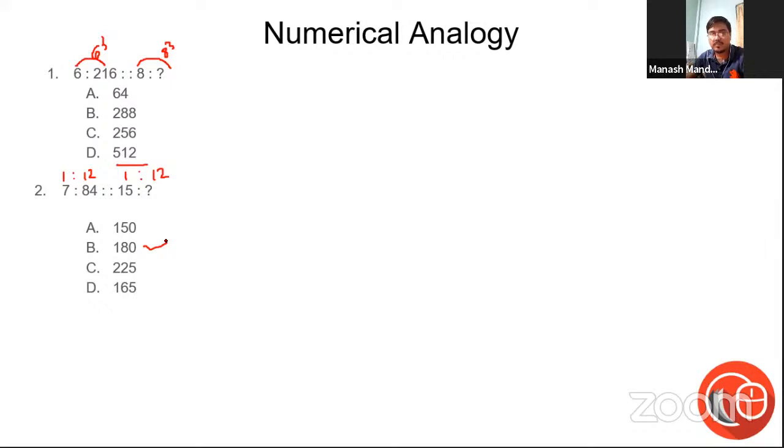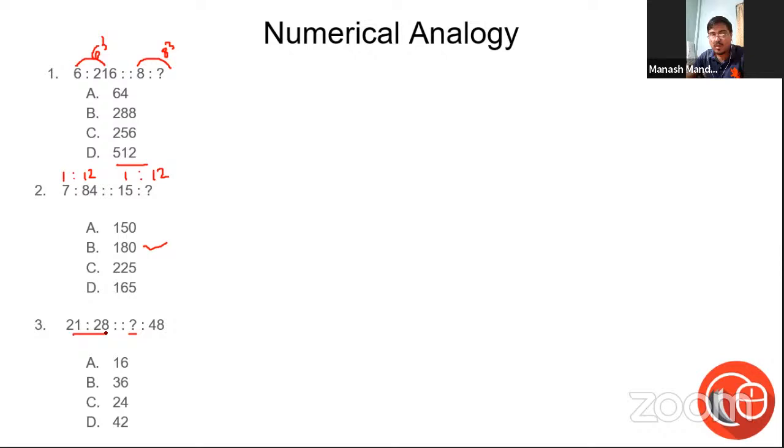Very good. Okay. Our next question is, 21 is to 28, what is 48? To find out this missing part here. So what is the logic here? 21 plus 7 is 28. So if we subtract 7 from 48, it is 41. It is not in the option. We have 42 in the option, but not 41. So that cannot be the logic.